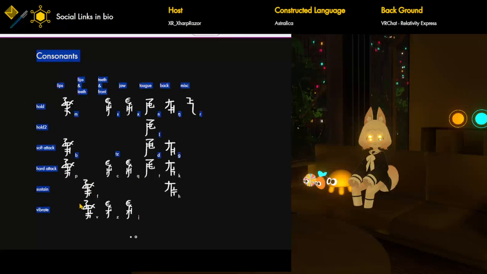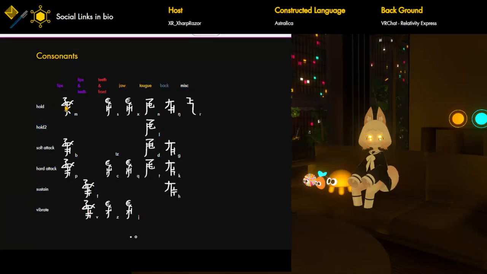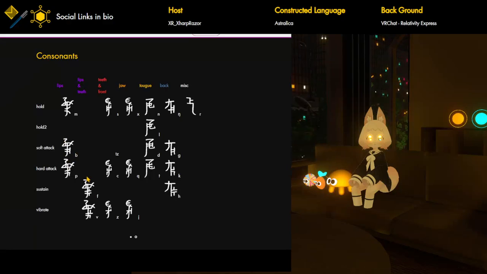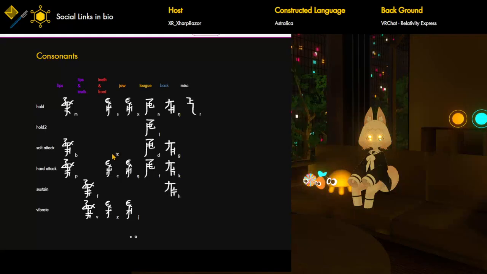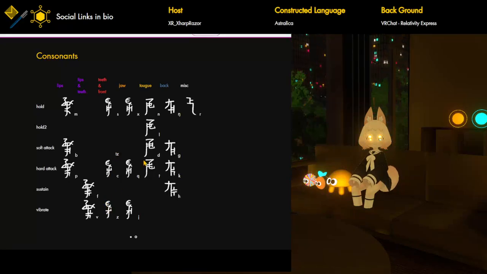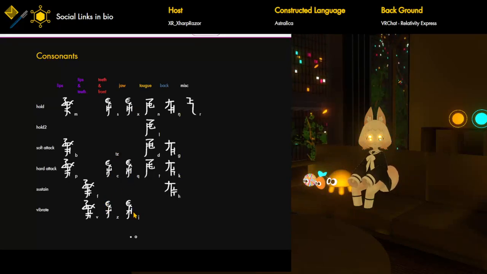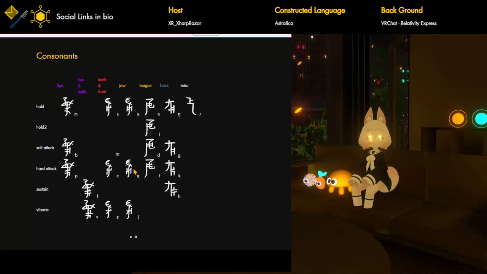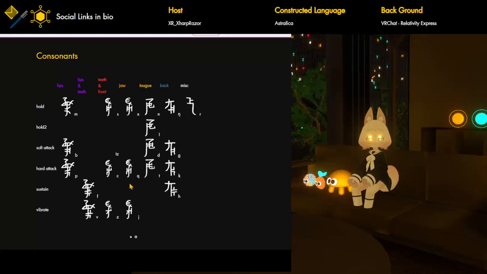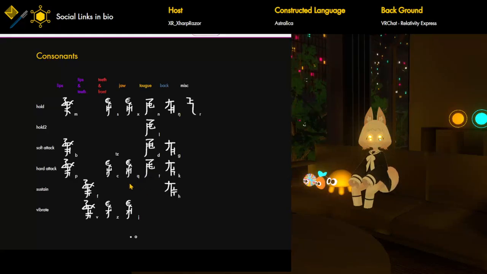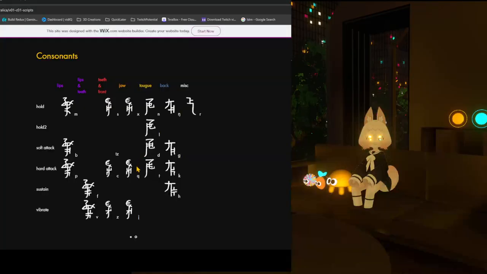So m, b, p, f, v. All of those, you can see all of them share the same radical. The same goes for s, t, z, and sh, ch, j as well. They almost look alike. It's just a little bit of difference. So you might be thinking, wait, isn't this abugida? Well, not quite. Abugida also considers the vowel, but no, this is just the consonants.